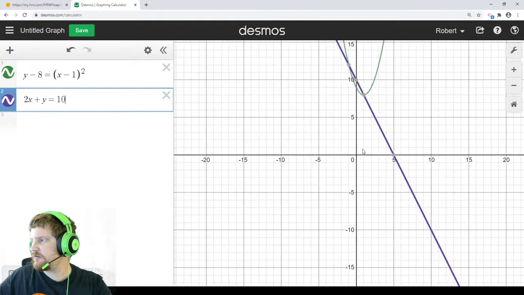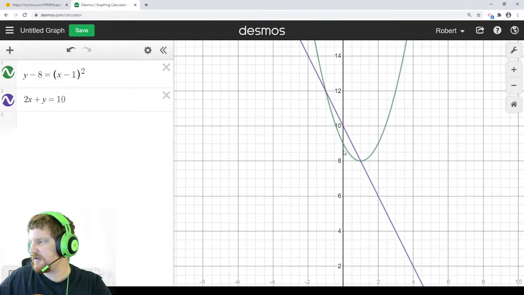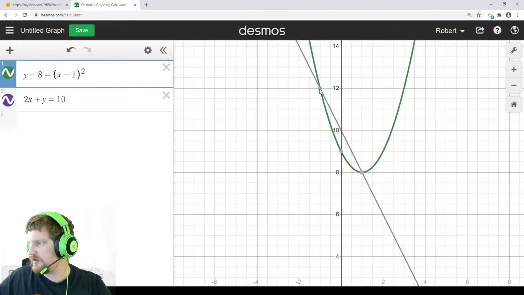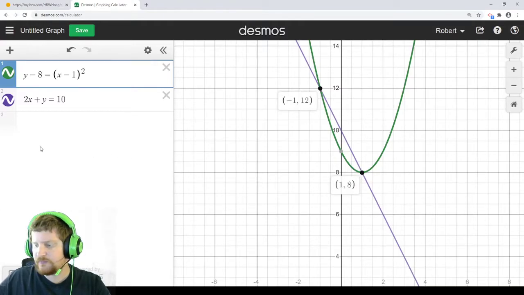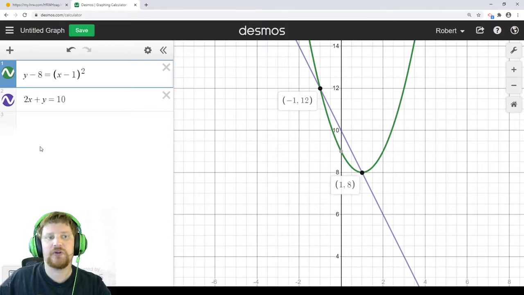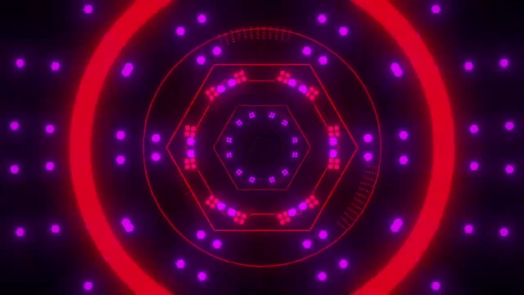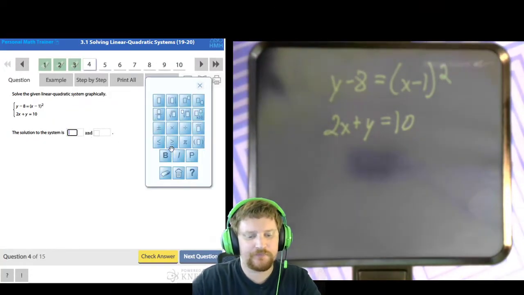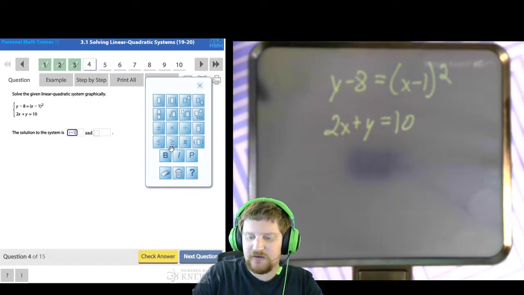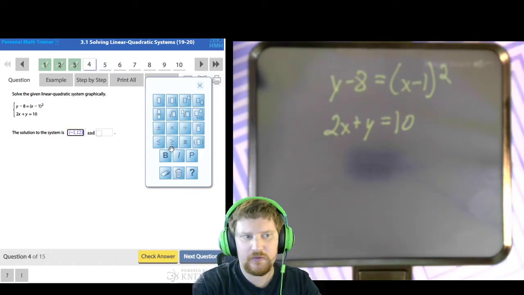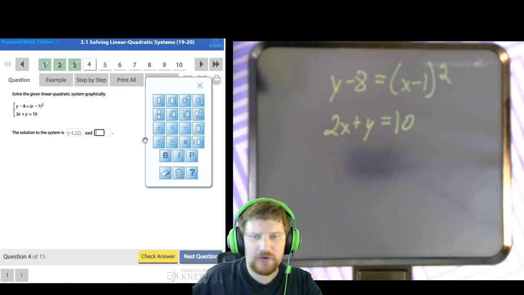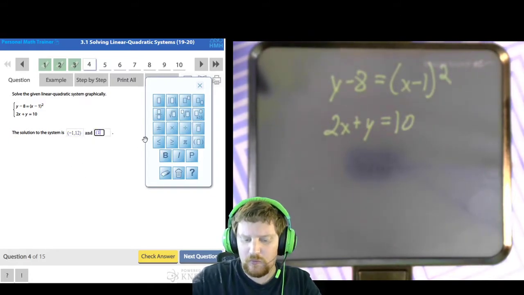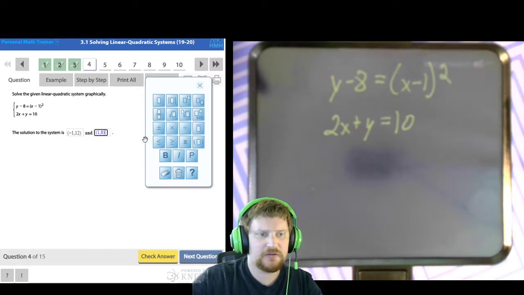I can't see them, but if I zoom out a little bit, I can. And there's a point of intersection, and there's a point of intersection. So now all I have to do is plug those back in to our equation here. So we had -1 comma 12, and we had 1 comma 8.